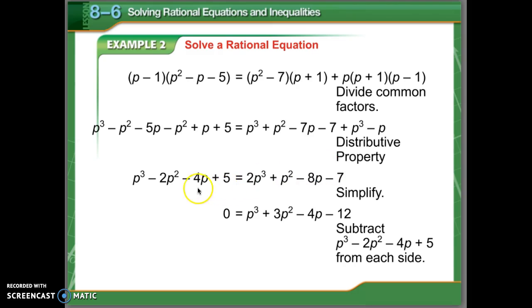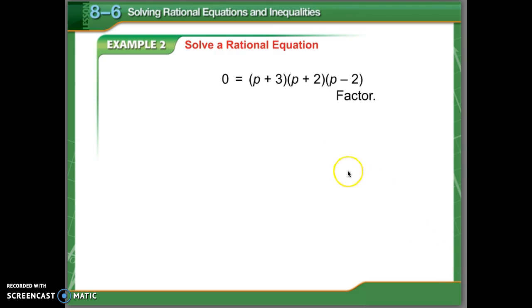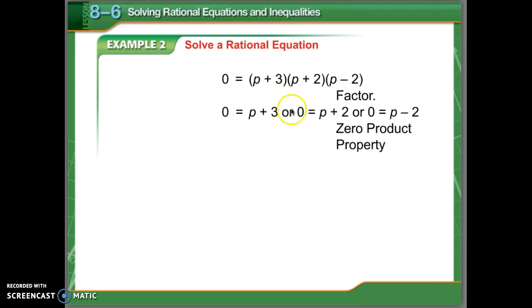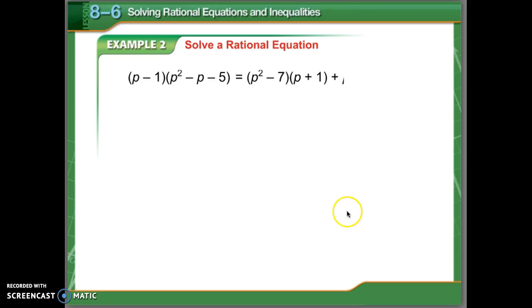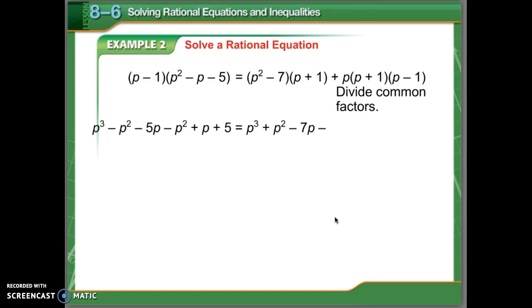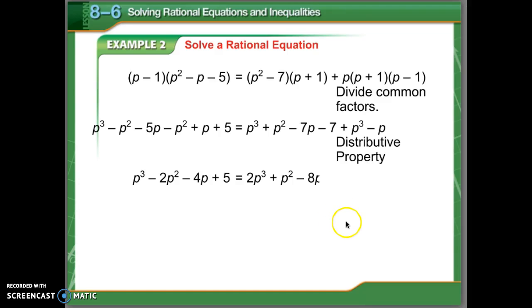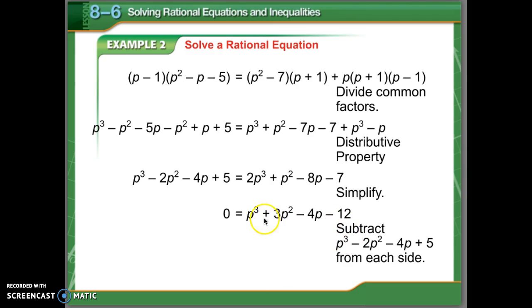We're going to get all of our variables on one side of the equation. So when we do that, we're left with 0 equals p cubed plus 3p squared minus 4p minus 12. And from there, we need to factor that expression. Looking at this expression, we have 4 terms.